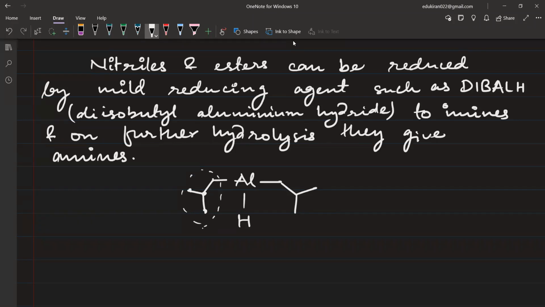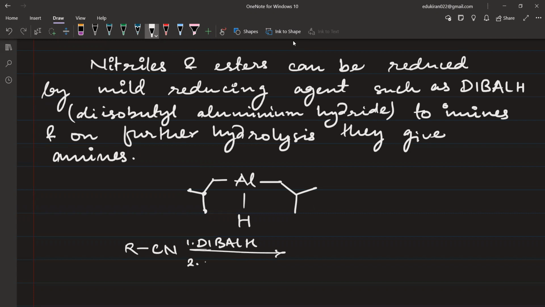Isobutyl. This fragment is isobutyl. So we have two isobutyls attached to aluminium and one hydrogen. This structure is dibal H. So if you have RCN, that means any nitrile, dibal H in the first step.